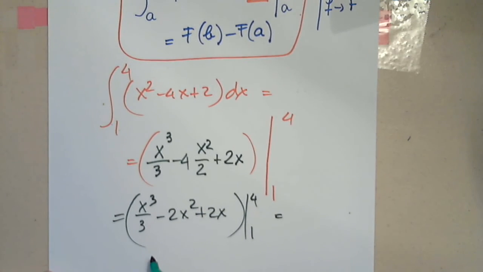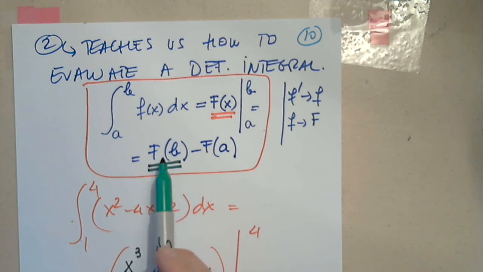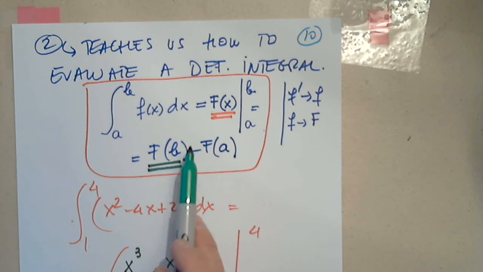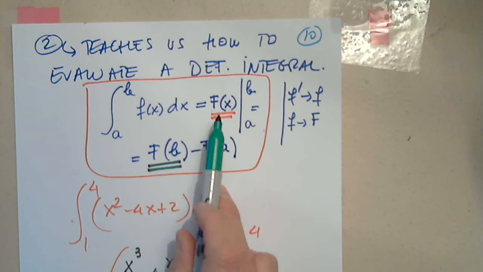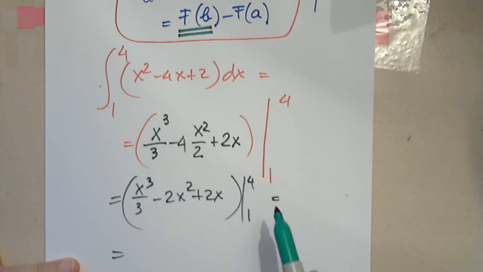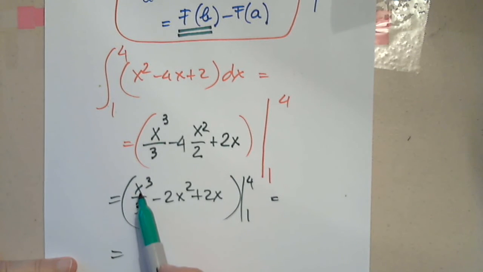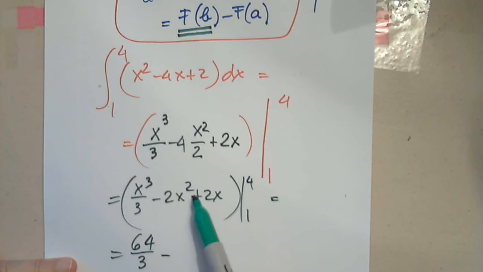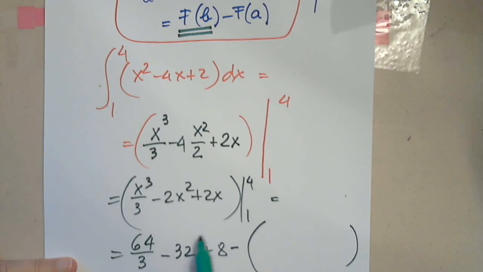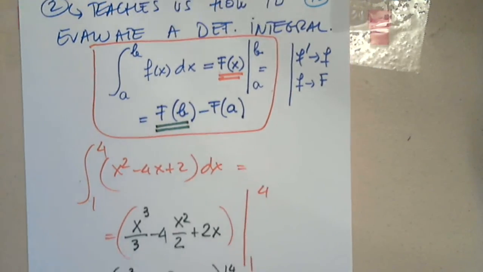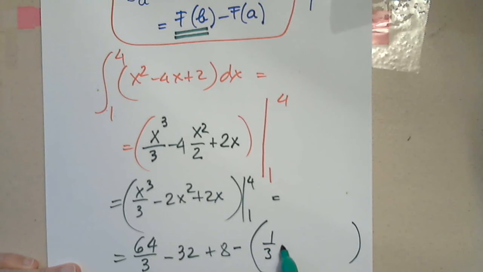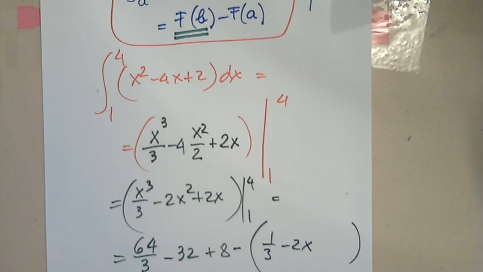From 1 to 4. And now, according to this, I evaluate the antiderivative at 4, and I subtract when I evaluate the same function at 1. Plug in 4. 4 times 4, 16 times 4, 64 divided by 3, minus 4 times 4, 16 times 2 is 32, plus 4 times 2 is 8, minus, put parentheses so you don't forget that you have to distribute a negative sign. I plug in 1: 1/3 minus 2, minus 2 plus 2.